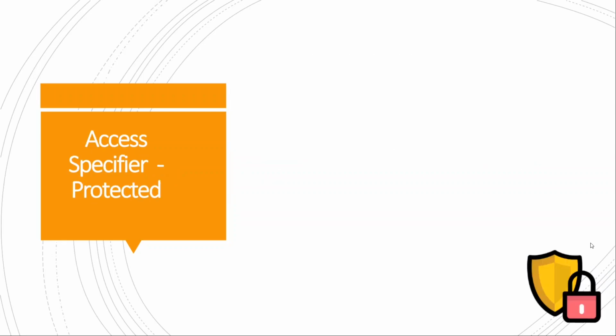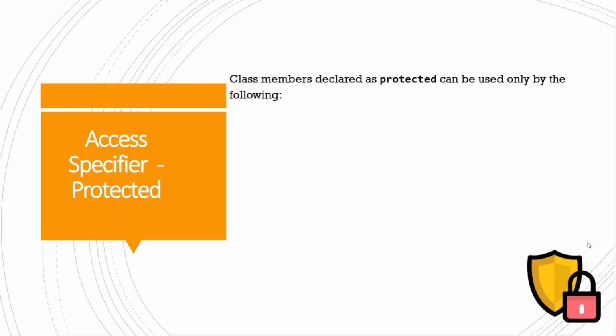Now, we looked at some access specifiers before. We looked at the public and the private access specifiers. And now let's take a look at protected. Class members declared as protected can be used only by the following.